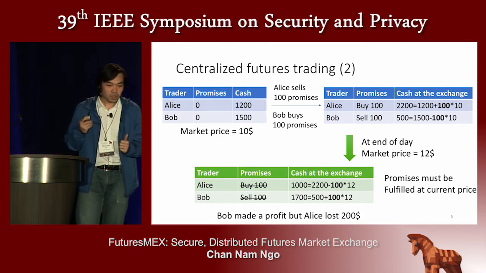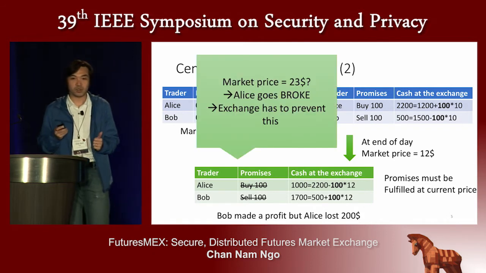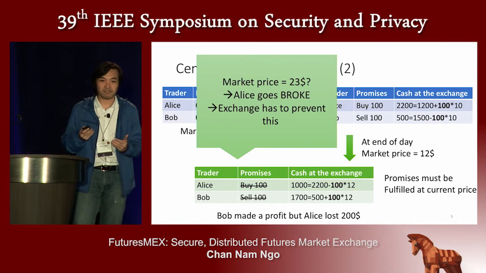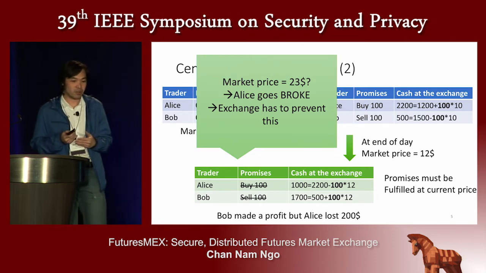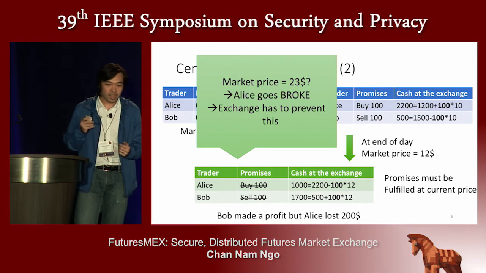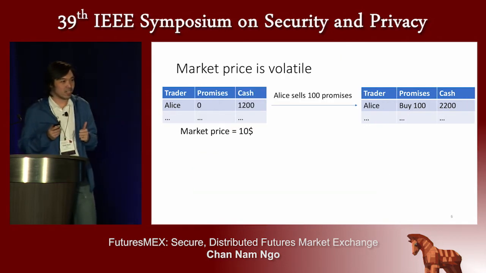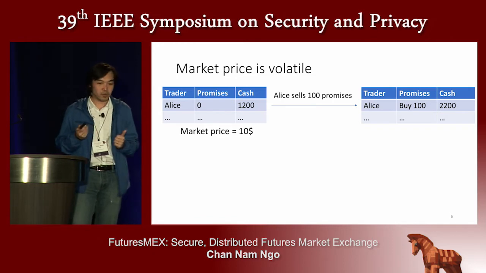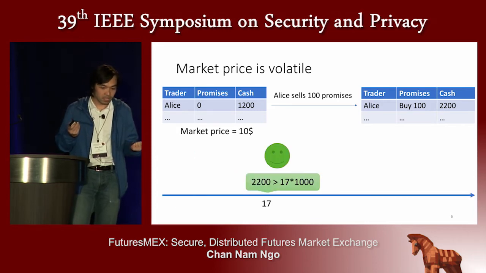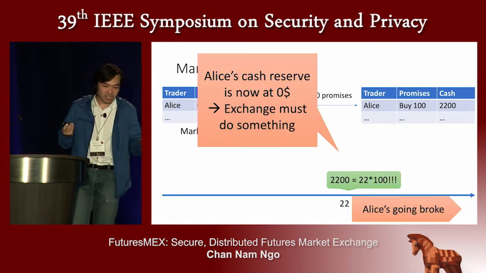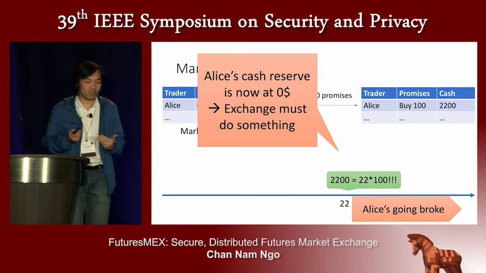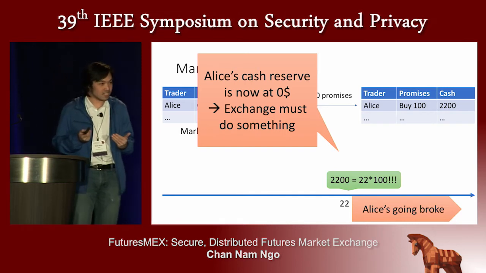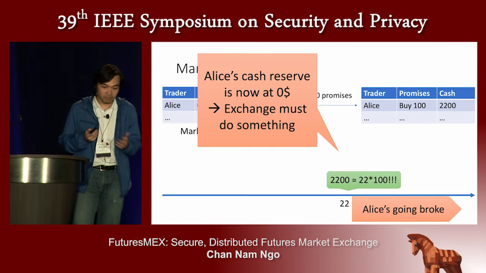So the risk here is, what if the market price increased to 23? Alice certainly will not have 2,300 to be debited, right? So Alice will go broke, and the exchange will have to prevent this from happening. And one interesting property of the market is that the market price is volatile. So the exchange will have to constantly look at Alice's account when the price rises slowly from 12 to 15 to 17. Everything is fine until the price hits 22. The exchange will know that Alice's cash reserve is now at 0. So the exchange must do something because Alice is going to be broke if the price increases further.